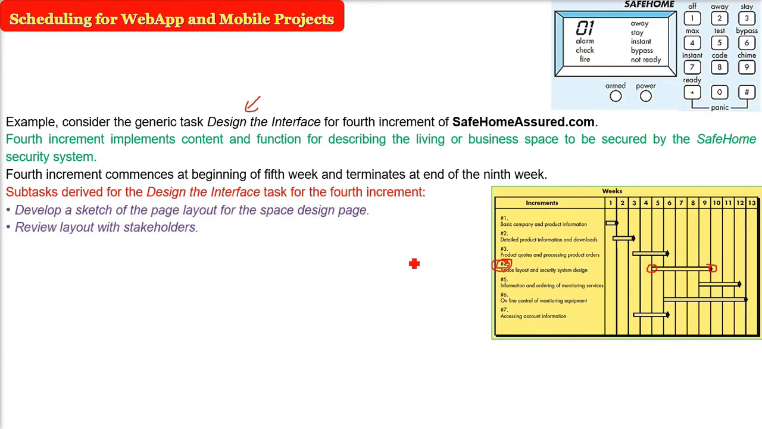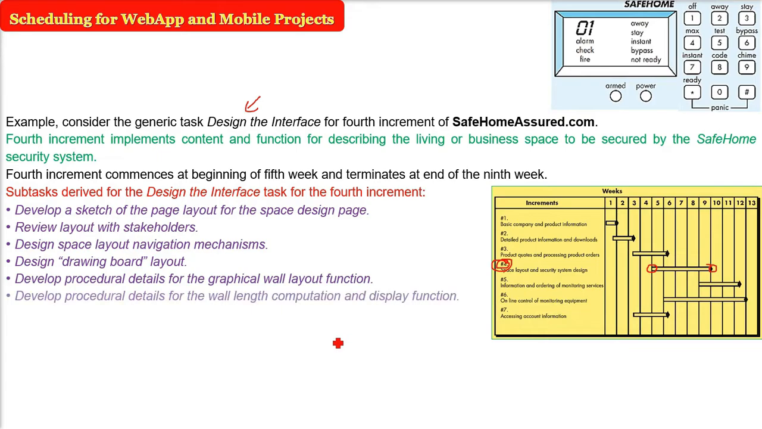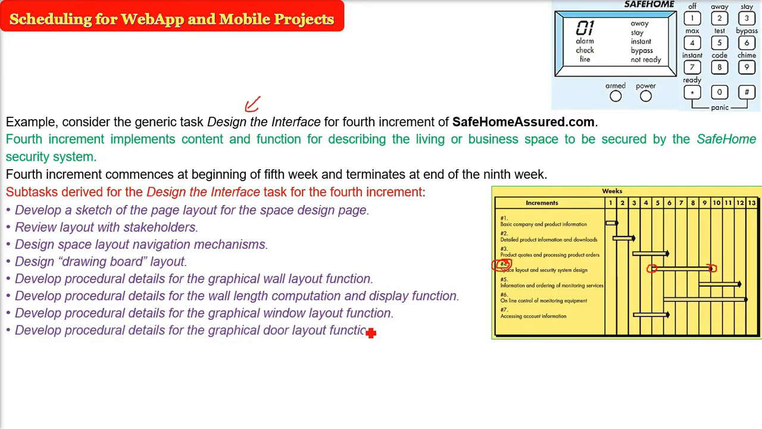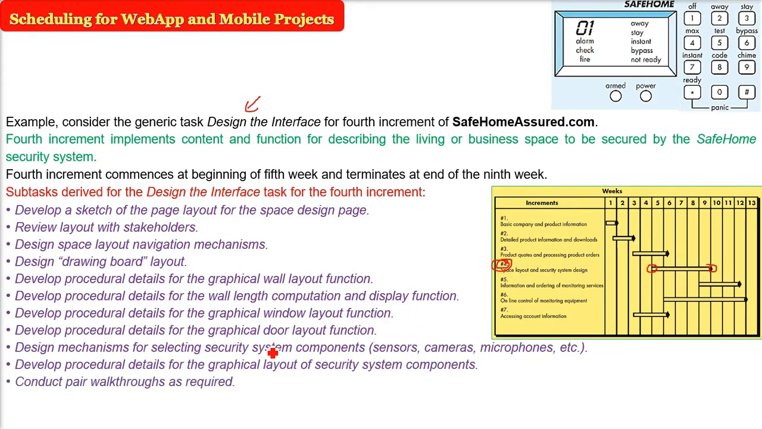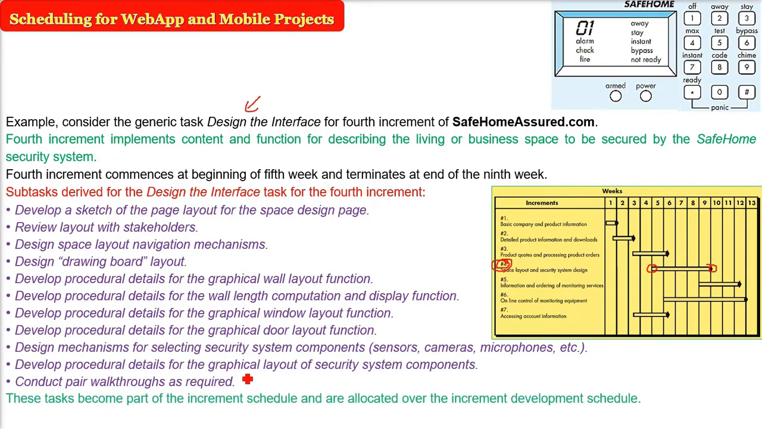Just don't worry about all these. I'm just saying that there are certain things which we have to do, like making a page layout, then you have to review it, then space layout mechanism, drawing board layout, and then the procedural details for the graphical wall layout, wall length computation, display function, procedure detail for graphic window layout and graphic door layout, and then the selection of the system components like the sensors, cameras, and microphones, and then the procedural details for the graphic layout for security system components, and then we have to conduct the pair walkthroughs as required.